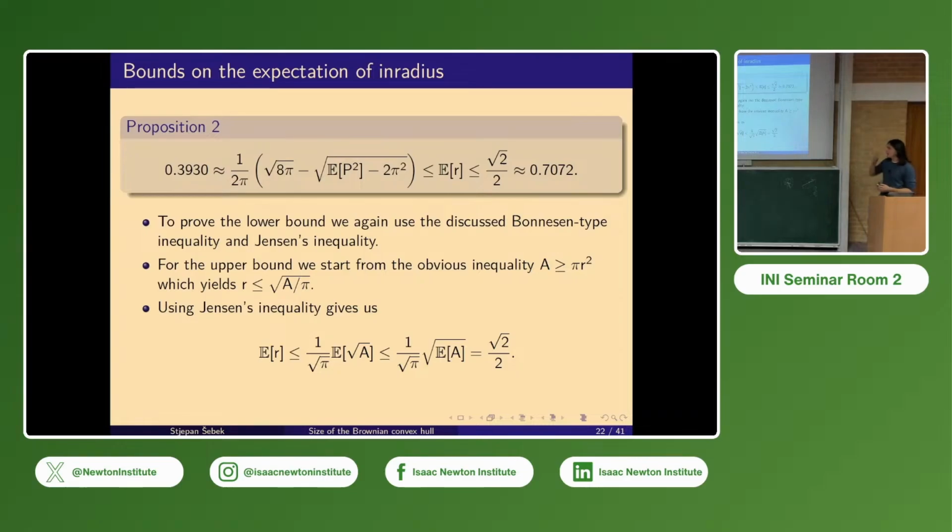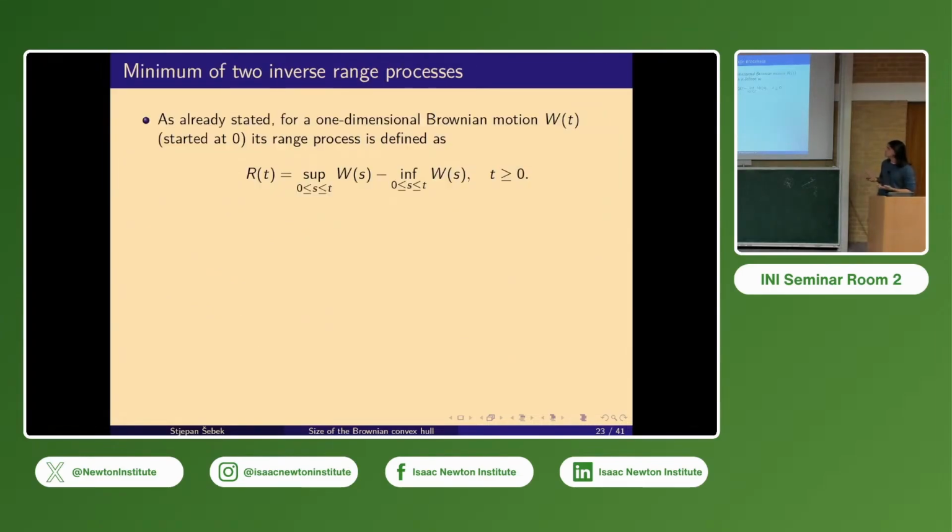What will appear in many of the bounds there is some auxiliary lemma, a result of interest on its own, that I'll now briefly comment on, and you'll see later that it'll appear in our bounds.